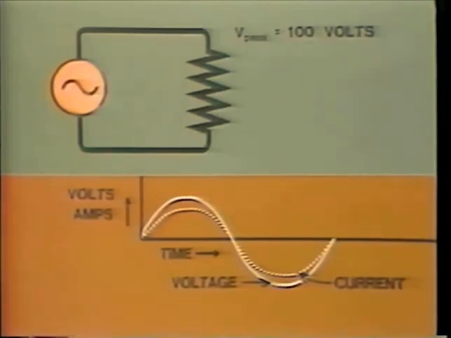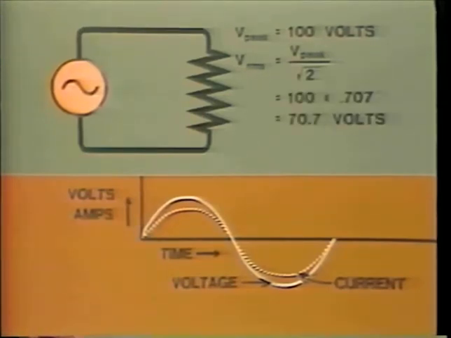A more common method is to use the effective or RMS value. An RMS voltage effects the same amount of work as a DC voltage of the same magnitude. It is calculated by dividing the peak voltage by the square root of 2. This is the same as multiplying it by 0.707.